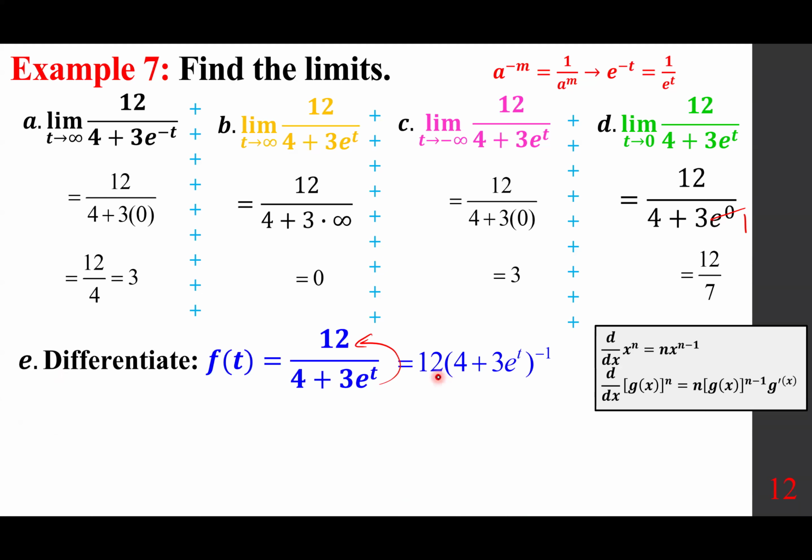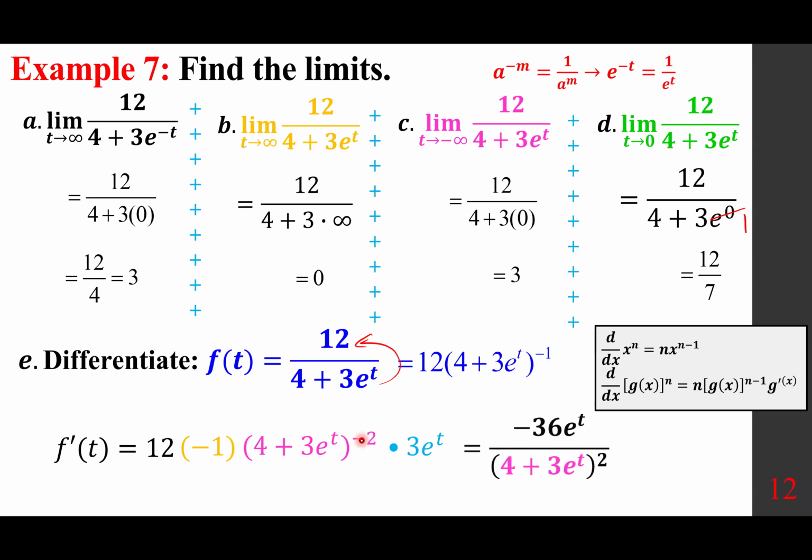So the answer is 12 times -1 times the same thing to the power of -2, times the derivative of the inside. So I'm looking at the extended power rule, g prime of x. The derivative of the inside is 3 to the power of t. And so 12 and -1 and 3 to the power of t is -36 e to the power of t. This one remains intact, goes down, and the exponent changes to +2.